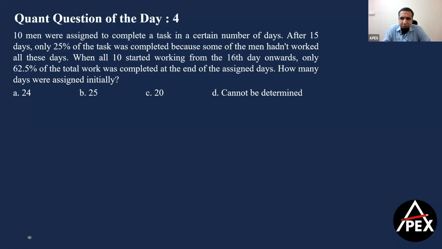Hi guys, let's look at the solution for the question that I shared today. Now this question comes under the topic of time and work, right? Now if I read the question, 10 men were assigned to complete a task in a certain number of days.